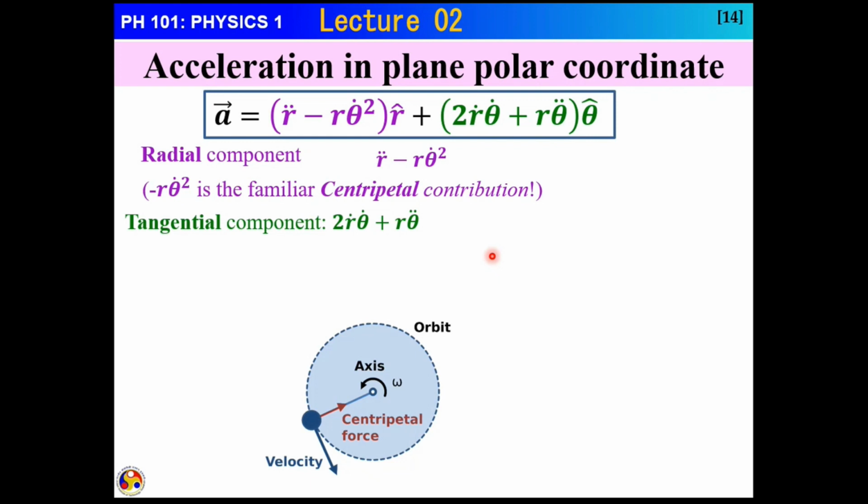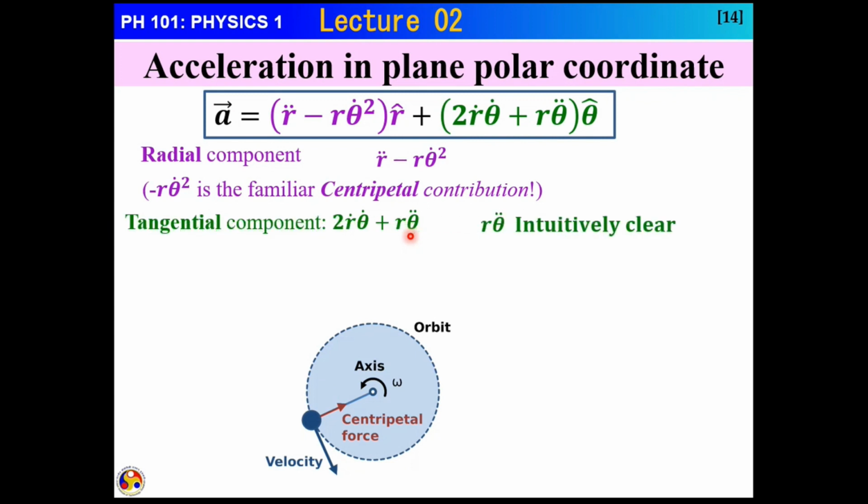There is another contribution, which is the tangential component, and let's talk about r theta double dot. A person who is sitting here, not rotating, is observing this particle, and if the angular velocity is not fixed but it is accelerated, then this observer is going to see that the particle is having some angular acceleration. And that can be given as r theta double dot.